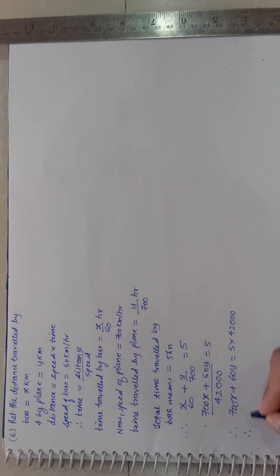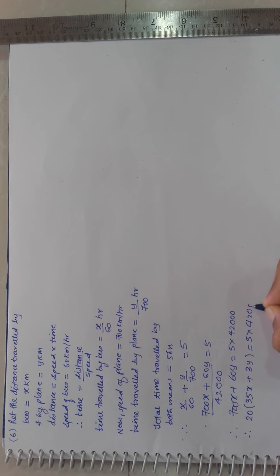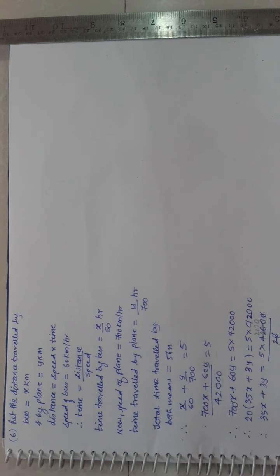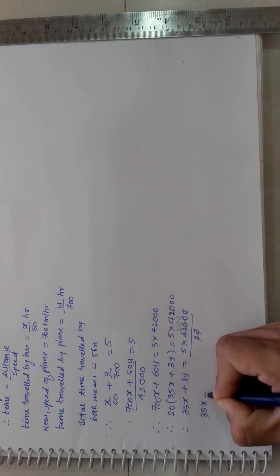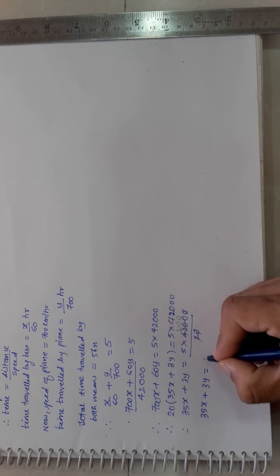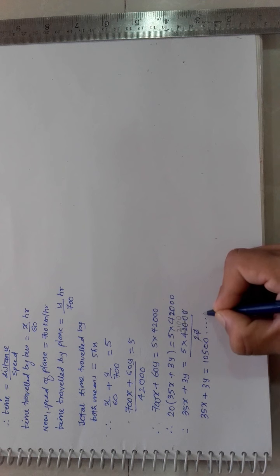If I take 20 common from this, I get 2 into 35, 70, yes, correct, 35x. And then this will be 3y, 20 3s are 60, is equal to 5 into 42000. So this 20 I will transfer to the right side. I will get 35x plus 3y is equal to 10500. Okay, this will be your first one.